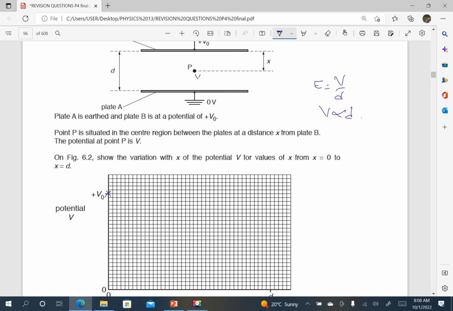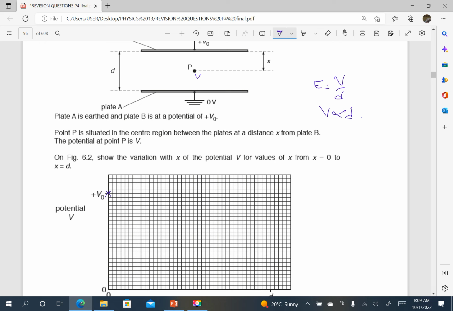So it means as we bring the plates closer to each other, or as we move from one point to this point, V is going to show the variation. The figure shows the variation of the potential V for values of x from x equals 0 to x equals d. So we are starting from V naught because x is 0.